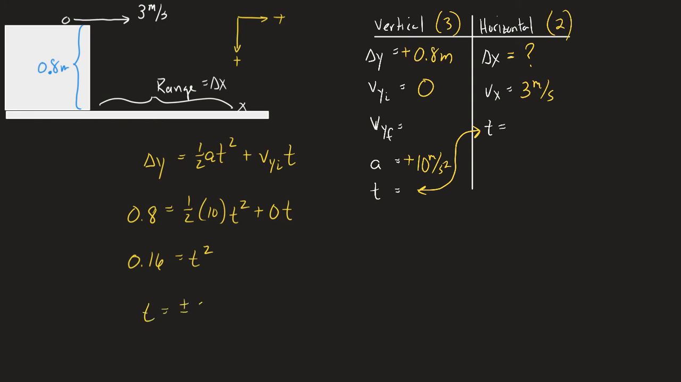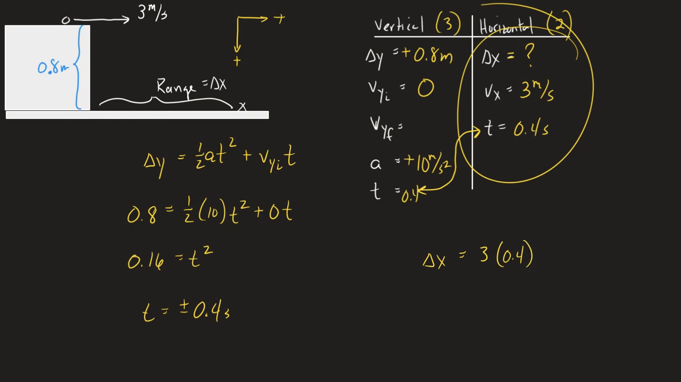T equals plus or minus 0.4 seconds. Pretty sure. Yeah. So I'm going to throw away the negative one and realize that the time must be 0.4 seconds. You'll note that I can write it in both places, but I need it here. So delta x equals 3 times 0.4. 1.2 meters away from the edge of the table is where it hits the ground. Right? 3 times 0.4, 1.2.